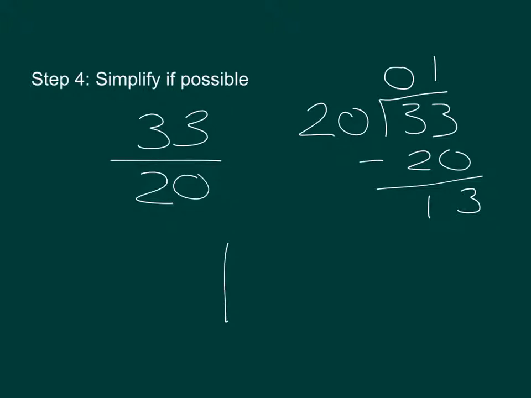And so what we're left with now is we have one whole number, so we have 1. And then the 13 is our new numerator, and the denominator remains the same, 1 and 13/20.